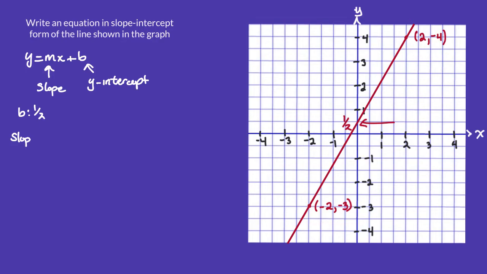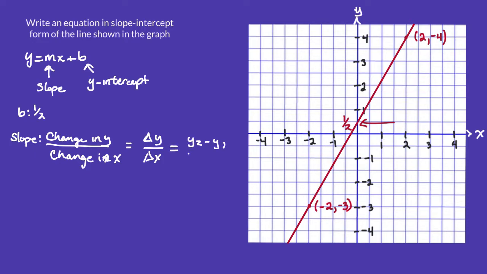Slope is given as the change in y over the change in x. Or you may have seen it as delta y over delta x, means the same thing. Now, if you know a quicker method to find your slope, go ahead and use it. But I'm just going to use the formula here in this specific example. Okay, so the formula is going to be y2 minus y1 divided by x2 minus x1.